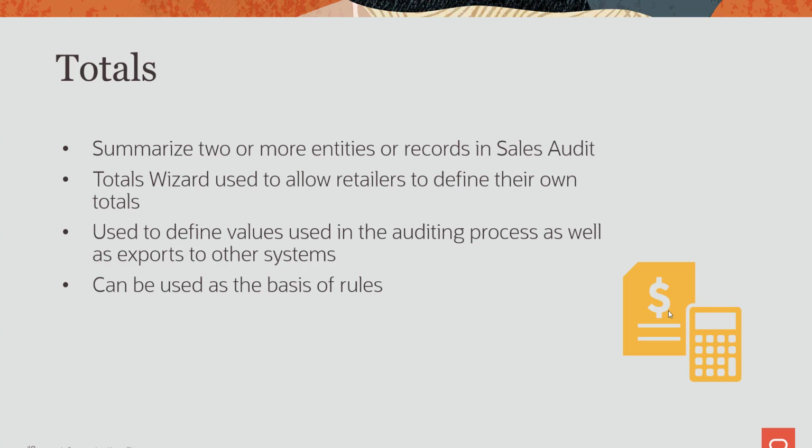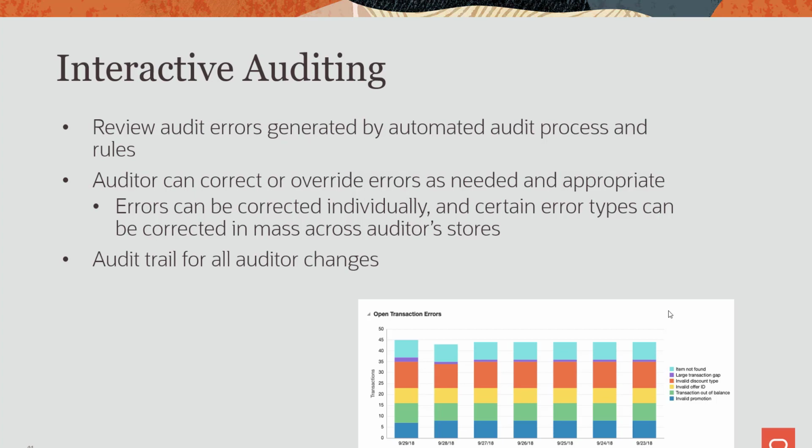An example of a total might be the sum of all house credit card transactions for the day, which would be exported to the general ledger. All of the Sales Audit features and configuration discussed are used as part of the automated auditing process to review store transaction data and look for errors or other conditions that should be flagged for auditors to review and correct before Sales Audit passes the cleansed data onto other systems.